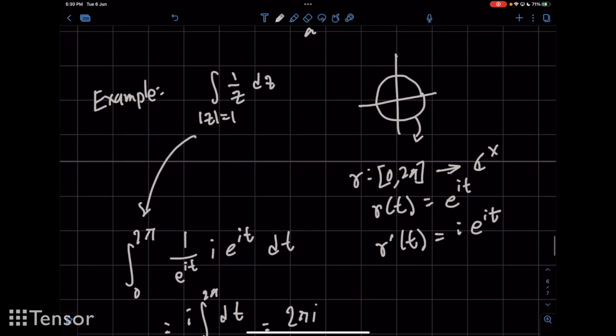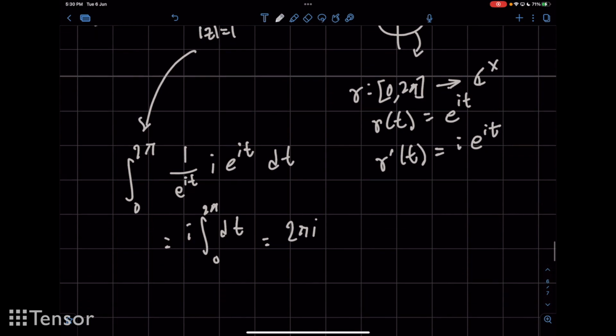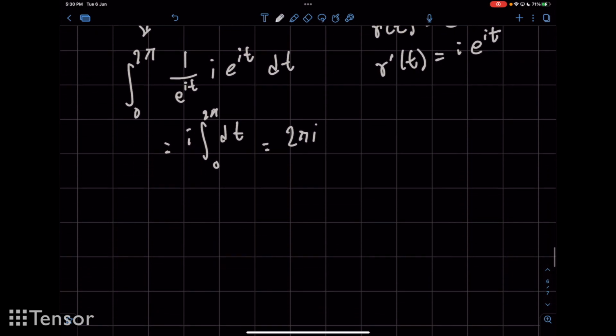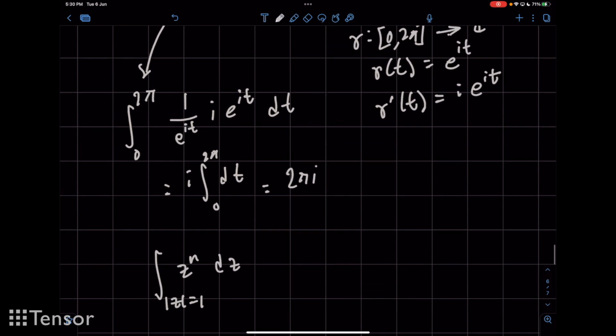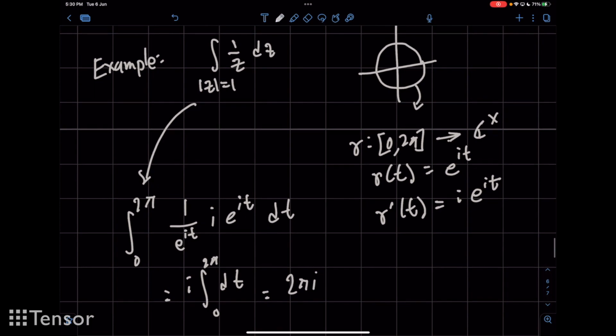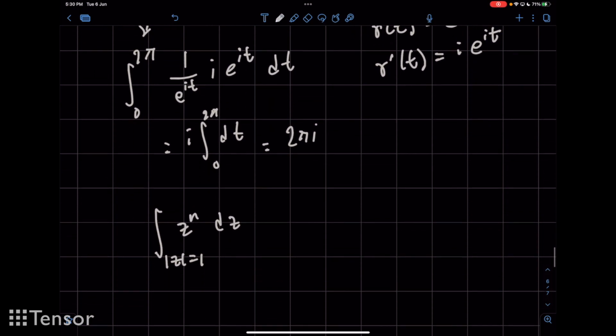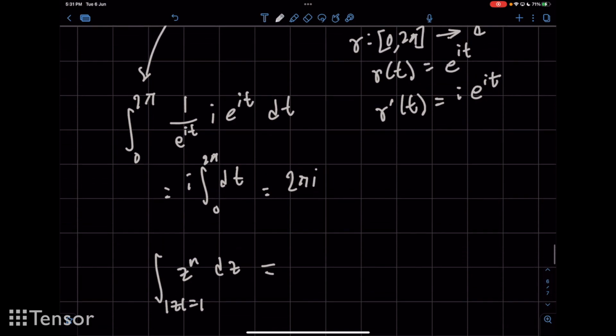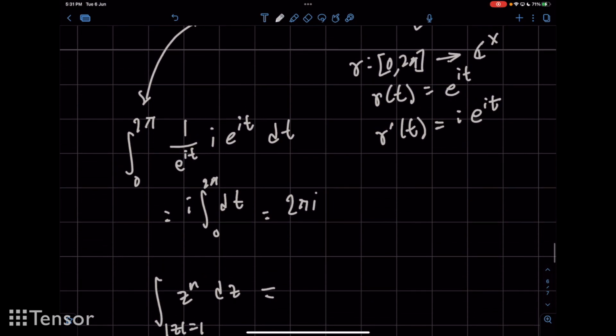So we have computed the integral of 1 over z along the closed curve of the unit circle. All right, so what about the integration of z to the power n along the same curve, where n is not negative 1, because for n being negative 1 we have already done it here. So what about this one? Here as well, we shall parameterize the curve as we did before.